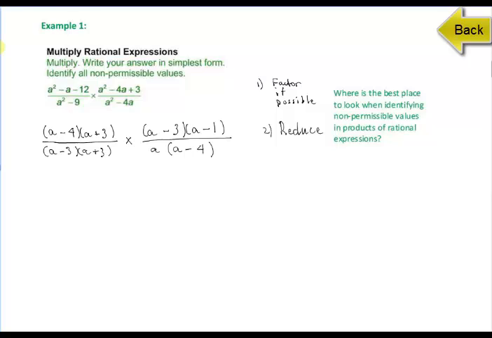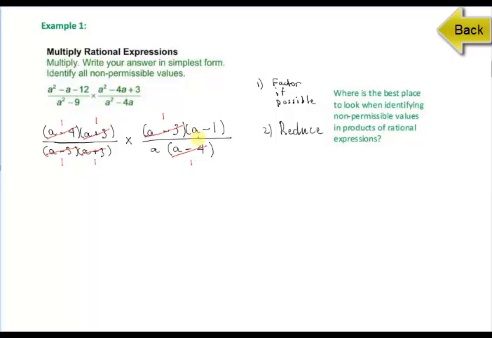Okay, so we want to reduce the factors that are common. So we have an a minus 3 in the numerator here and an a minus 3 in the denominator here. We have an a minus 3 in this denominator and an a minus 3 in this numerator, so we can reduce those. And then we have a minus 4 here and a minus 4 here. And it looks like there's no more reducing that we can do.